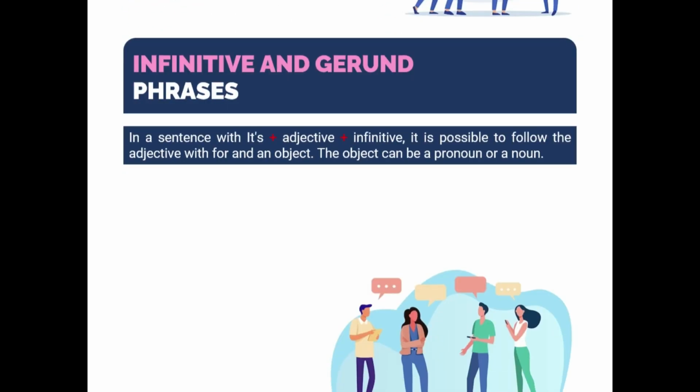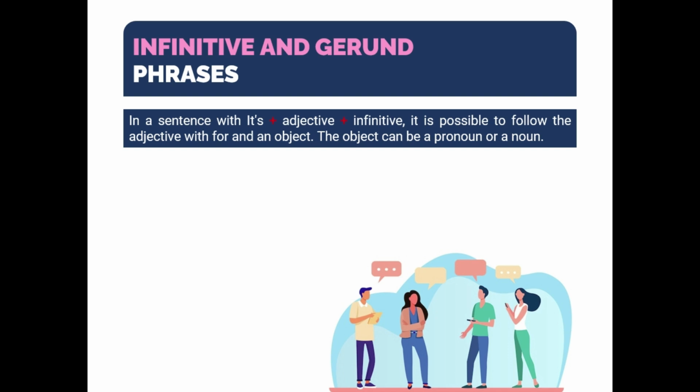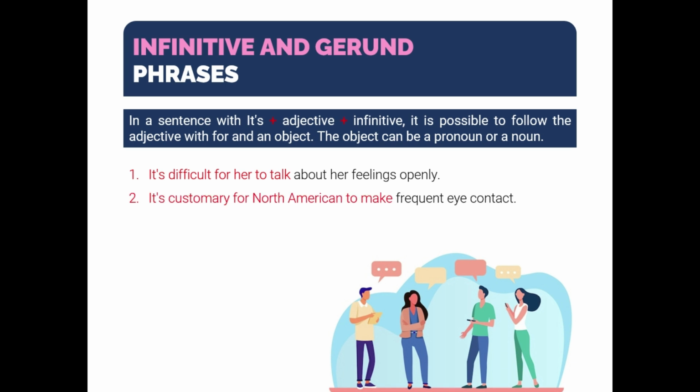Now, in a sentence with it's plus adjective plus infinitive, it is possible to follow the adjective with "for" and an object. The object can be a pronoun or a noun. For example, number 1, it is difficult for her to talk about her feelings openly. Number 2, it is customary for North Americans to make frequent eye contact. Number 3, it is easy for me to make friends.